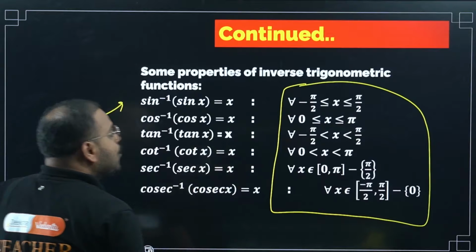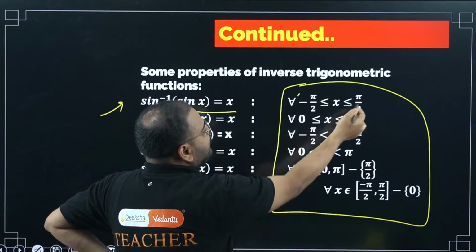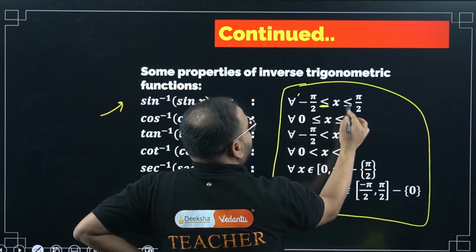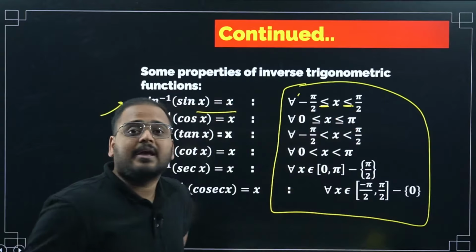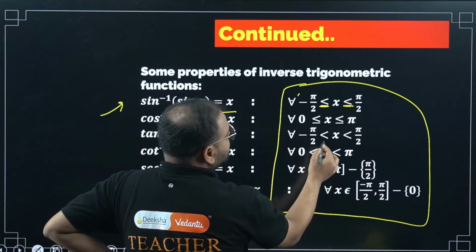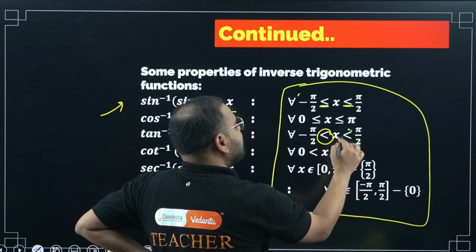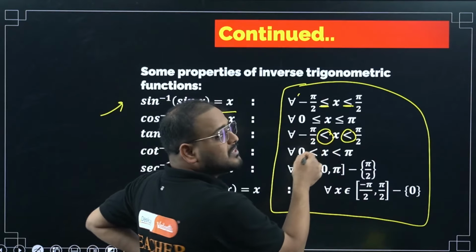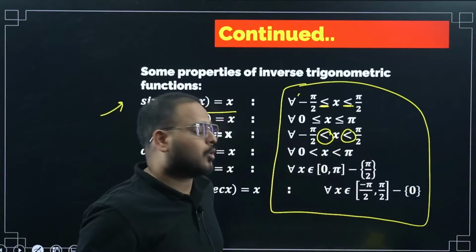This is true only if, for sin inverse of sin x, x belongs to minus pi by 2 to pi by 2, both inclusive. See here, the equal to sign is present, which means both minus pi by 2 and pi by 2 are inclusive. Over here you check, there is no equal to sign, only less than. It means minus pi by 2 is not inclusive, and in the same way pi by 2 is also not inclusive.